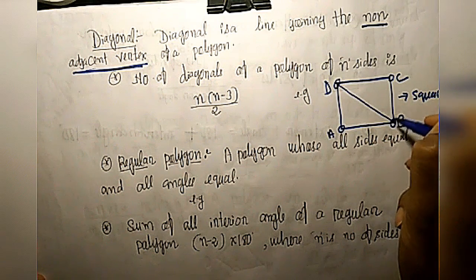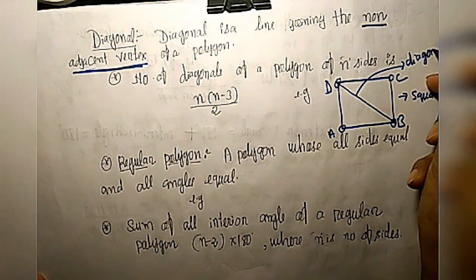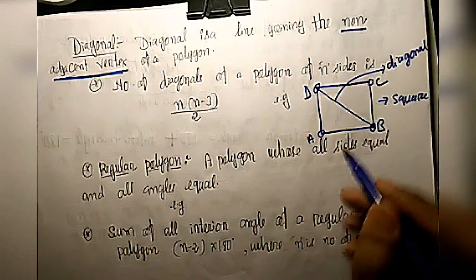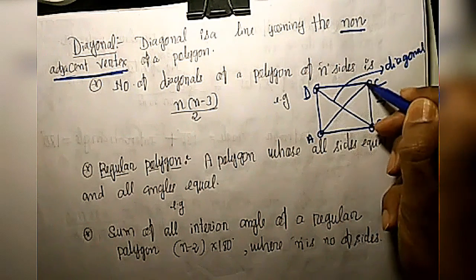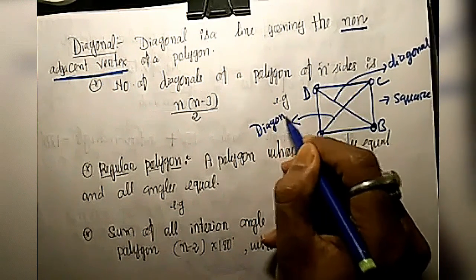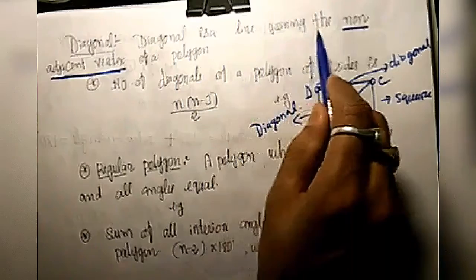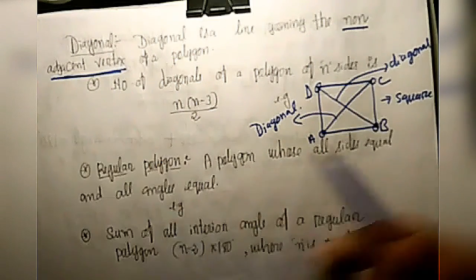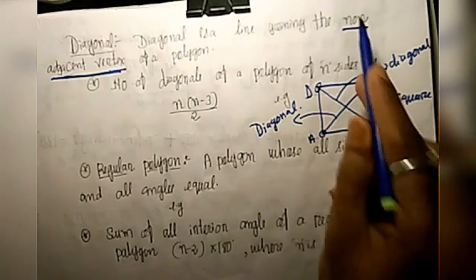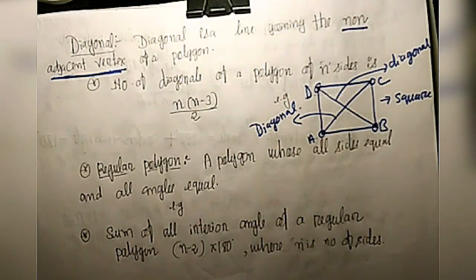So when we join B and D, we get a line. This is a diagonal. A diagonal is a line joining non-adjacent vertices. Similarly, when we join A and C, this also represents a diagonal. AC and BD are the two diagonals. A and C are non-adjacent vertices, and B and D are non-adjacent vertices.